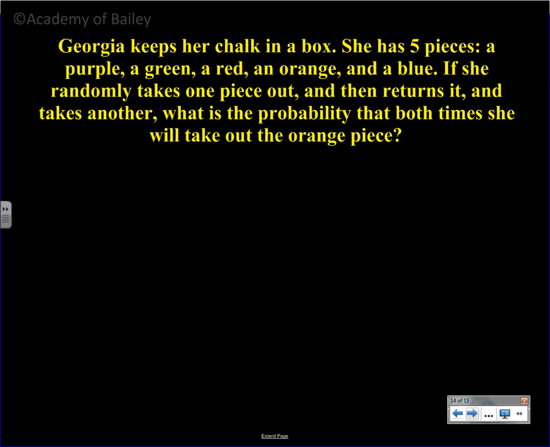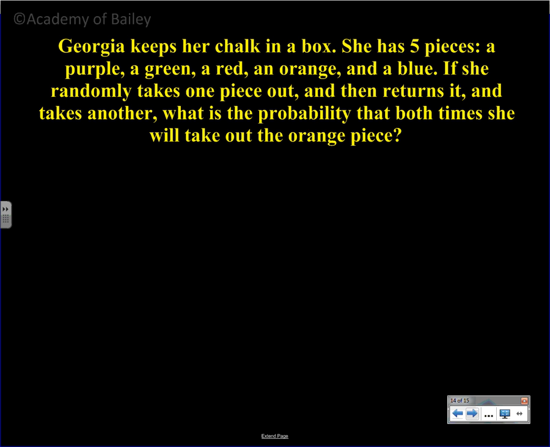And let's look at this last one here. Georgia keeps her chalk in a box. She has 5 pieces: a purple, a green, a red, an orange, and a blue. If she randomly takes one piece out and then returns it and takes another, what is the probability that both times she will take out the orange piece? Let's say, for example, she's trying to choose one of the other colors. What's the probability that both of them are going to be orange?